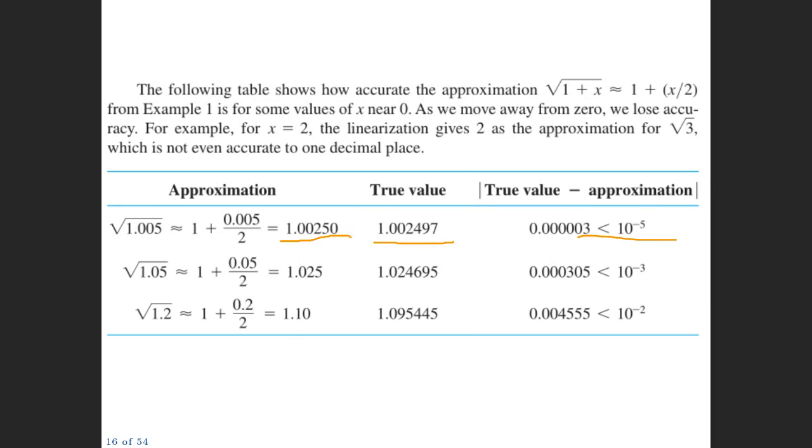Or if we zoomed out a little bit and we looked at, say, 0.5, the true value is 1.024695, and our approximation gives us 1.025. Still quite a good approximation. The difference between them, the error, is less than 10 to the power minus 3.